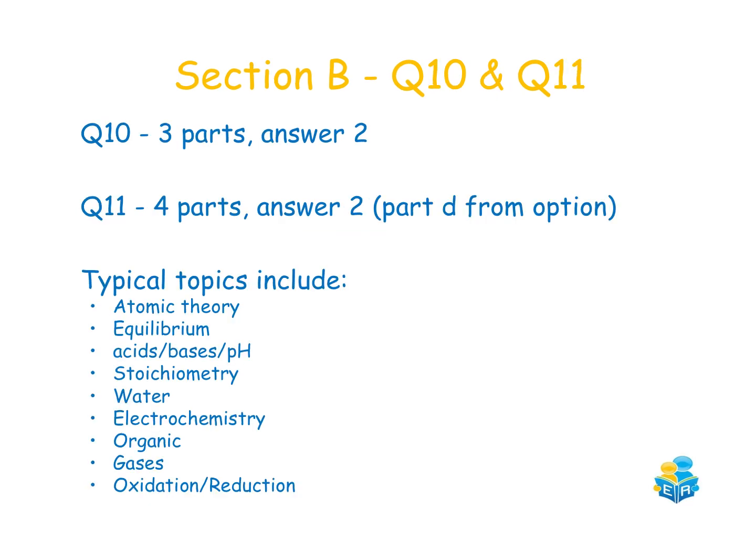So the last kind of part of section B then is questions 10 and 11, and question 10 will have 3 parts of which you've to answer 2, and question 11 will be 4 parts of which you've to answer 2. Now part D of question 11 will always be from the option, so if you haven't covered the option with your teacher in class, again you will have 3 parts in question 11 of which you can answer 2. There'll be 4 there, but you won't be able to answer part D, so you'll have to pick 2 out of A, B and C.